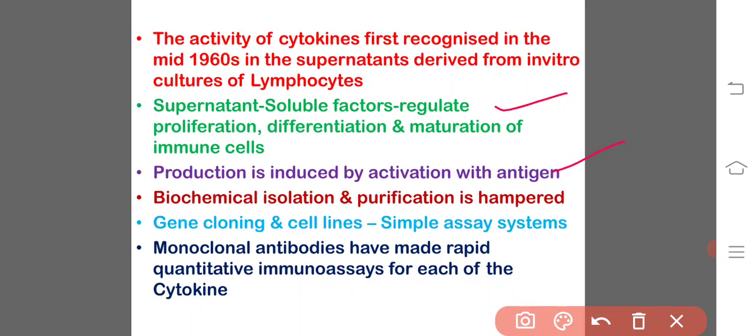and biochemical isolation and purification was generally hampered because of their low concentration and the absence of well-defined assay methods. Development of gene cloning and discovery of cell lines provided simple assay systems, and furthermore, monoclonal antibodies have made possible rapid quantitative immunoassays for each of the cytokines.